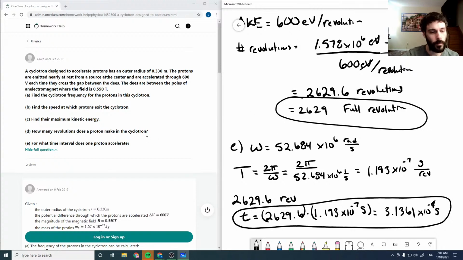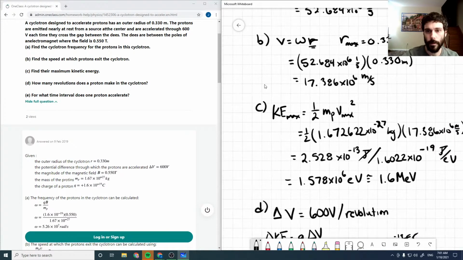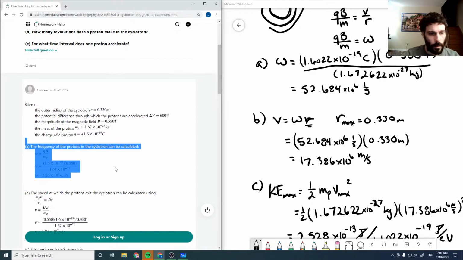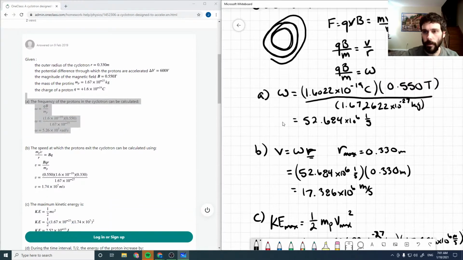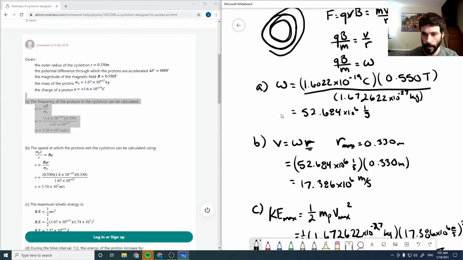Okay. So now going through each of these. So here's our frequency, 5.26 times 10 to the 7. So I've got 52 times 10 to the 6, so those are really the same. And I've kept quite a few digits. Obviously, it should only be 3 digits for significant figures. And then the rest is just rounding differences.